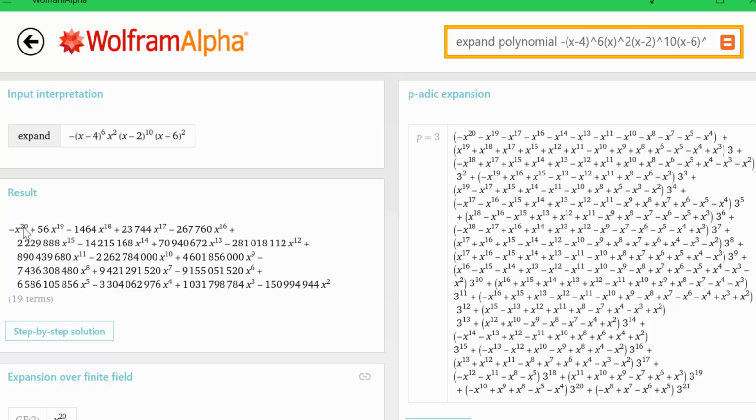Negative x to the 20th power. We predicted literally the degree by adding those multiplicities. You'll notice after that it's plus 56x to the 19th. That would be a result of FOILing all those things. Then it moves to minus 1,464x to the 18th. And so you can see this is standard form.